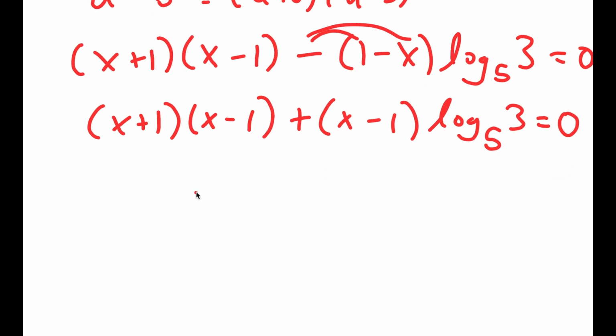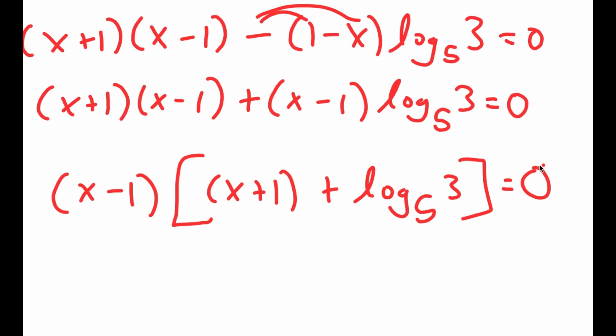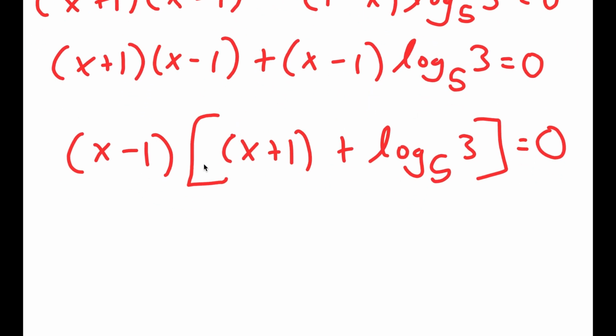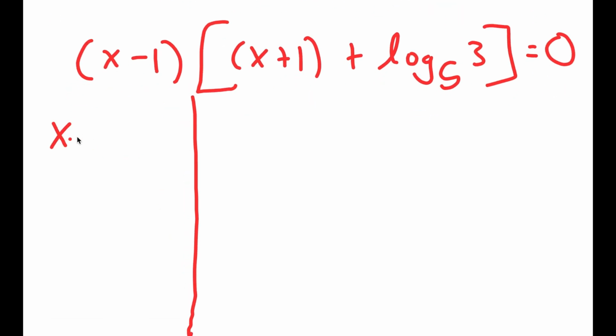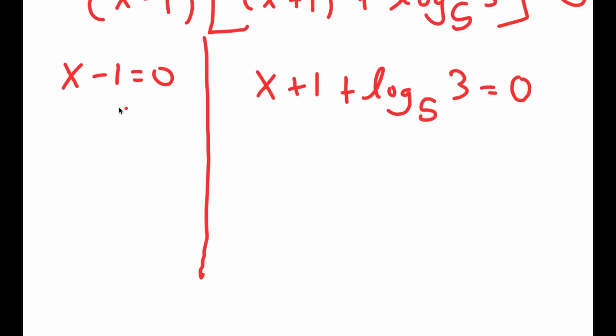Now, what I'm going to do is factor out x minus 1. So I get x minus 1 times x plus 1 plus log base 5 of 3, and this is equal to 0. Now this gives me two equations. I get x minus 1 is equal to 0, and x plus 1 plus log base 5 of 3 is equal to 0. So for x minus 1 equals 0, all I have to do is add 1 on both sides, and I get x is equal to 1.